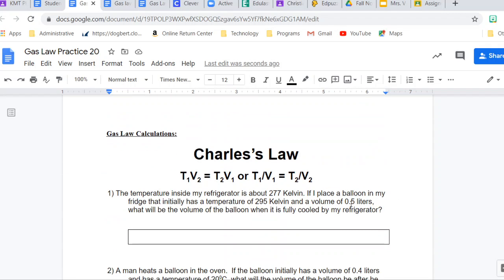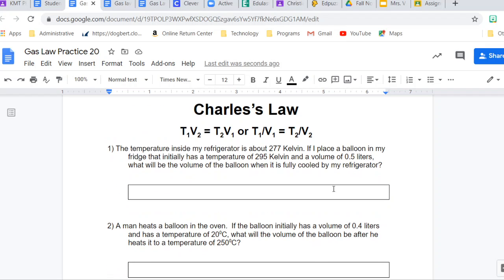The second page are some calculations, and this is to show you mathematically how it happens. So a little hint, I'm going to do this first one for you, and then I'm going to give you a hint about the second one and on.